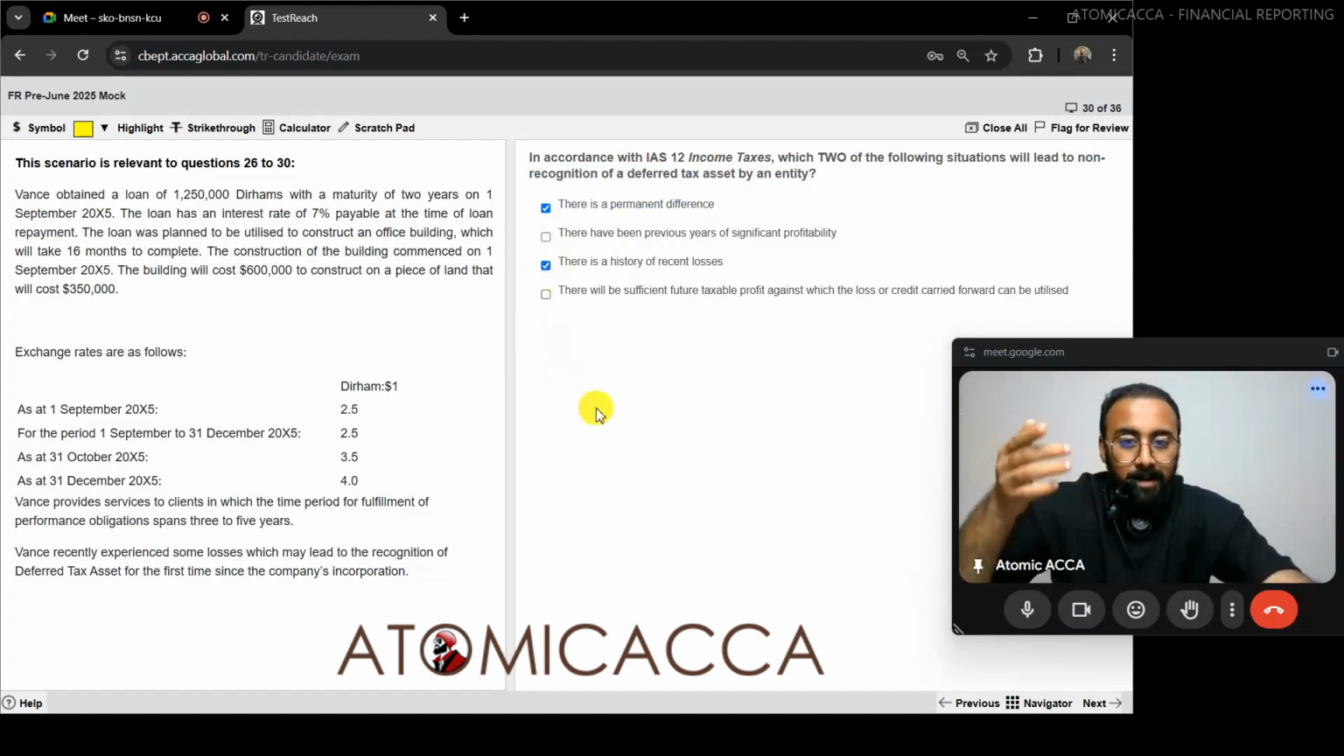So we're done. Last one: there will be sufficient future taxable profit against which the loss or credit carried forward can be utilized. If it can be utilized and sufficient indications are there, then you can create a deferred tax asset. So read the meanings carefully. Just because options B and D are true statements, don't directly go and select them. They're not asking for the true options, they're asking for the false options. Non-recognition: what can lead to non-recognition? Hope you understood the meaning behind this question, and we're done with question number 30. I guess that was the last question.